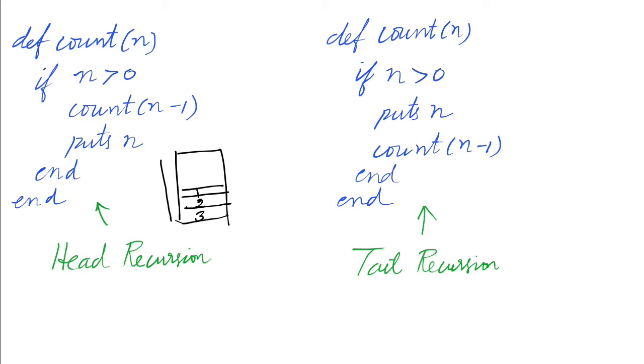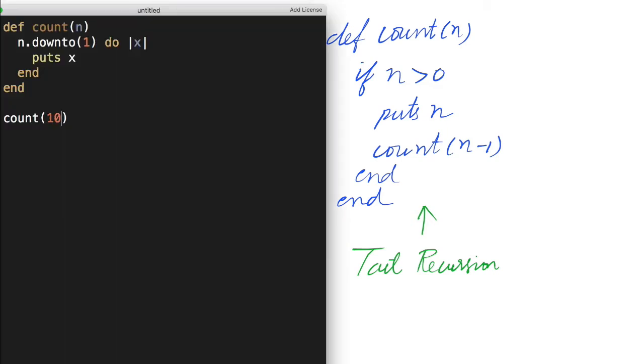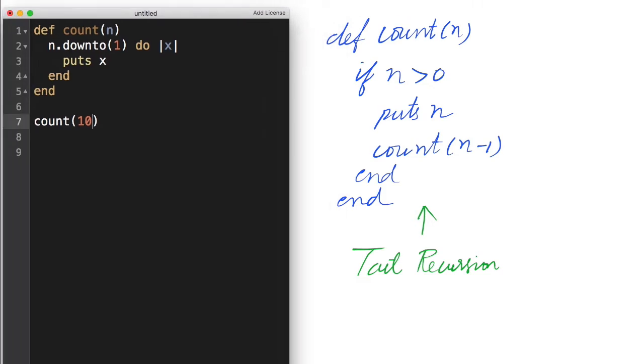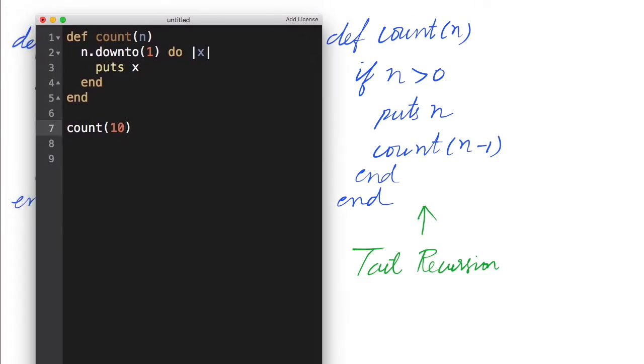In head recursion, stack will grow with the number of recursive calls. In tail recursion, stack will not grow. Compilers can optimize code by converting tail recursion to an iterative solution.